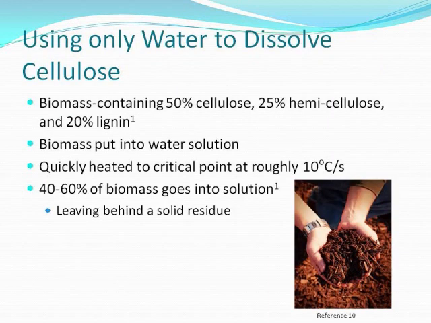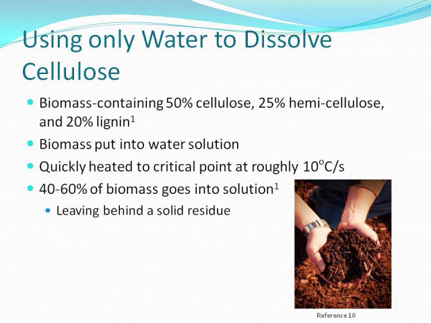In order to dissolve a mixture of biomass or plant products containing 50% cellulose, 25% hemicellulose, and 20% lignin, the mixture must be quickly heated at a rate of about 10 degrees Celsius per second to the critical point of water. At 320 degrees Celsius, the complete dissolution of cellulose is observed.